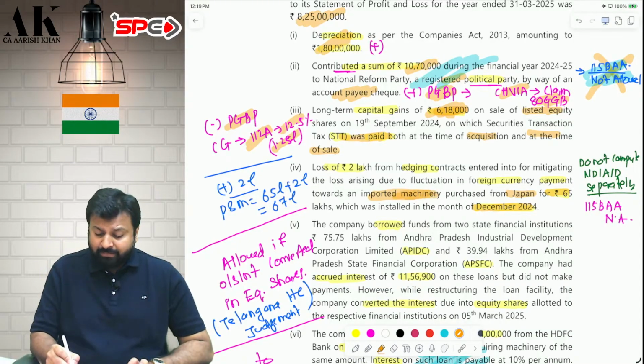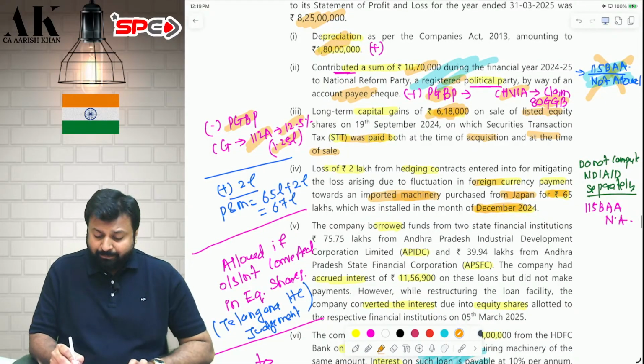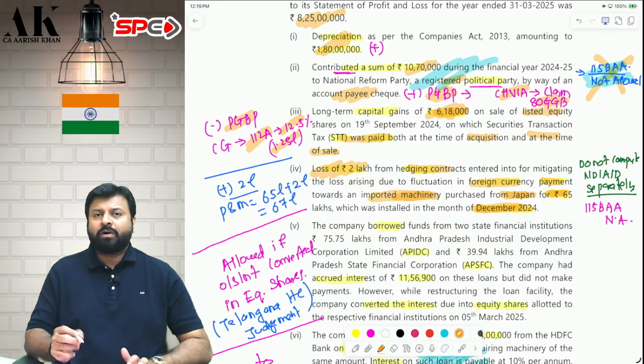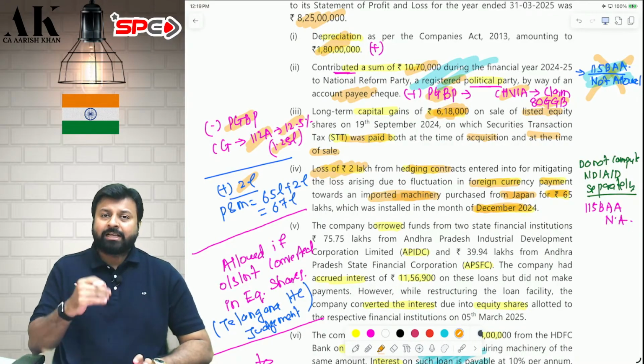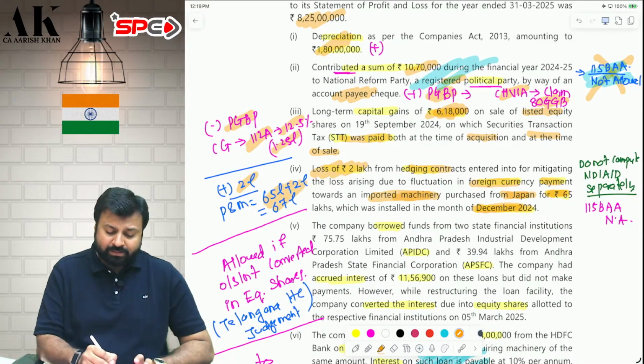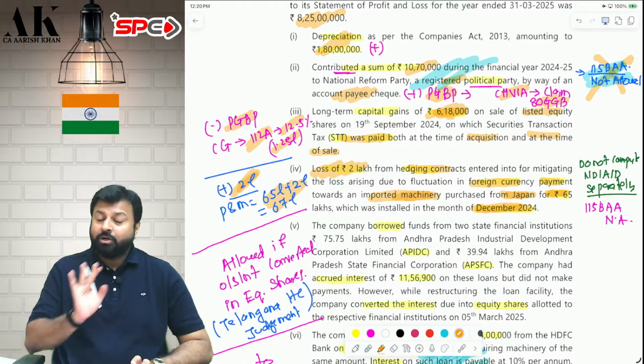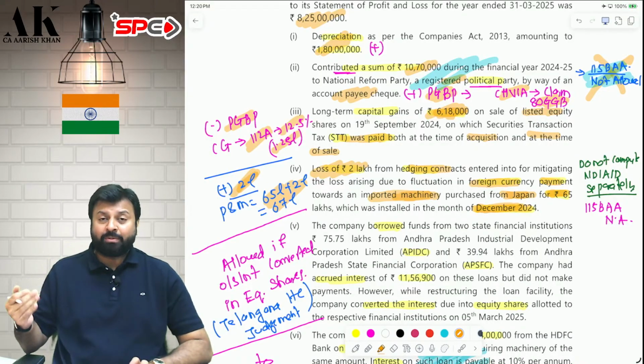So you have imported some machinery from Japan for 65 lakh rupees in December. Now, you have made some foreign currency payment because you have done some hedging contract, and there is a loss on the foreign currency payment. You have to add back this loss to PGBP. It will not be allowed in PGBP as per section 43A, and you should add it back to the cost of the asset and claim normal depreciation and additional depreciation. But in this question, you will just add back this loss of 2 lakh rupees to your PGBP income. Don't add it back to the asset and claim normal and additional depreciation.